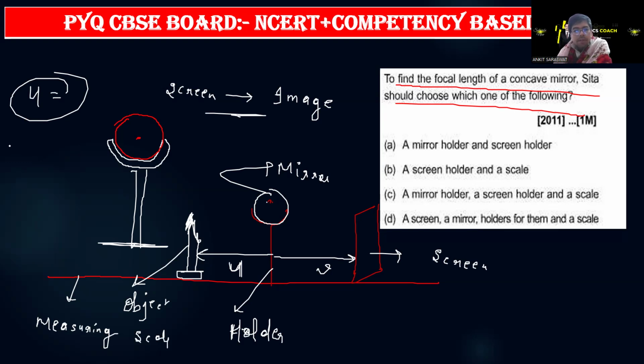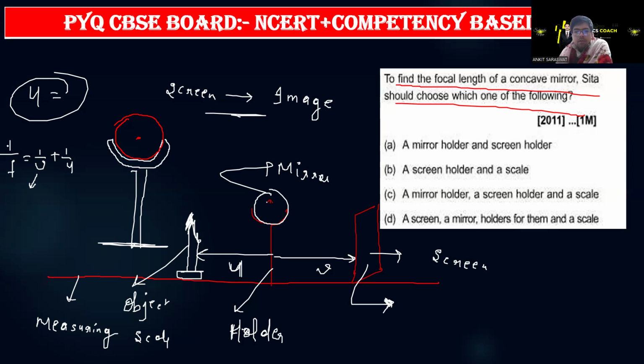So to find the focal length, what is the formula? 1 upon f is equal to 1 upon v plus 1 upon u. After getting the screen, I will get v, where image formation takes place. Image formation takes place where you will see a crystal clear image. Focus is clear, a very sharp image. If you see it on the screen, then that distance is known as v.